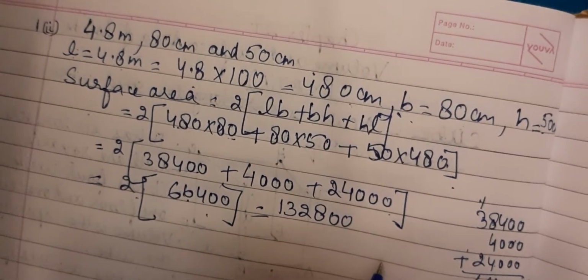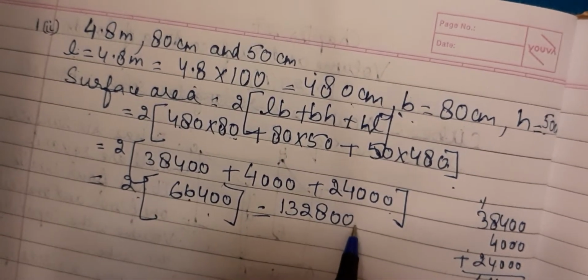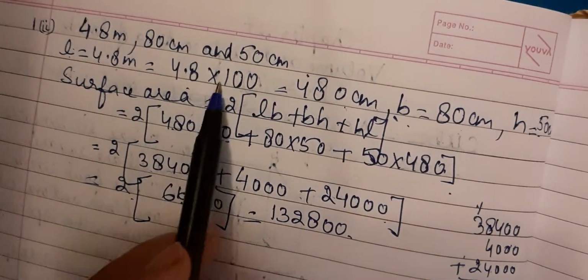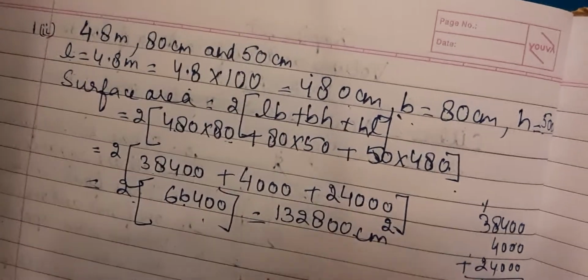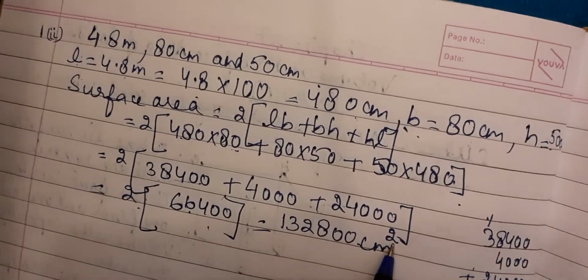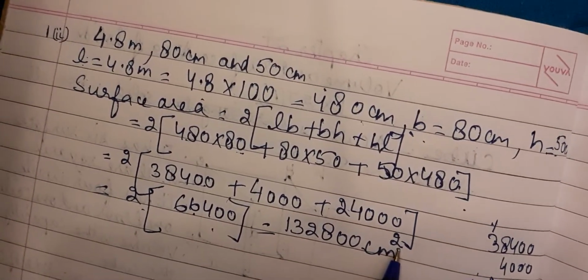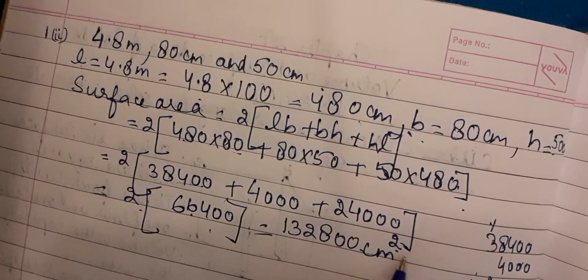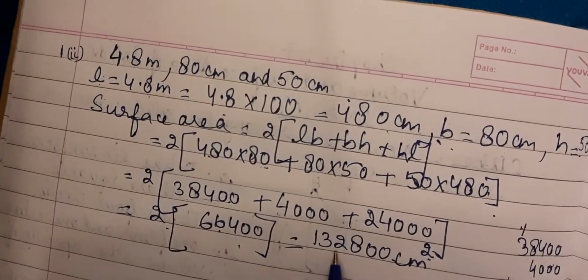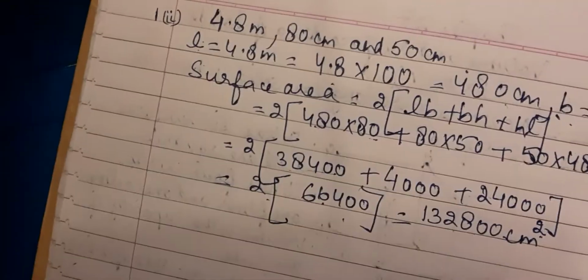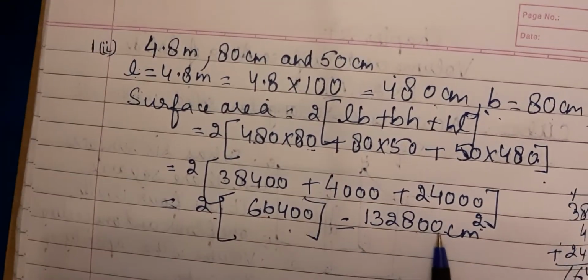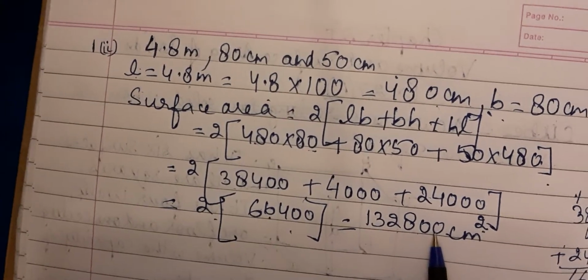132,800. And at the end you are going to write its unit. As all the dimensions are in centimeter, write centimeter square. You know, square is the unit. Square we use for area and cube we use for volume. So it is 132,800 centimeter square.